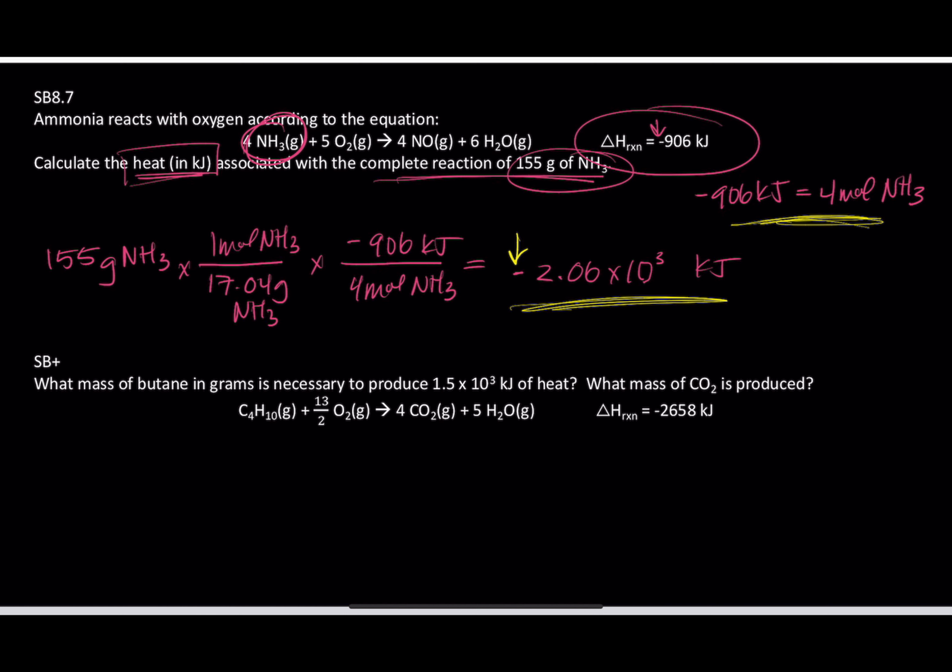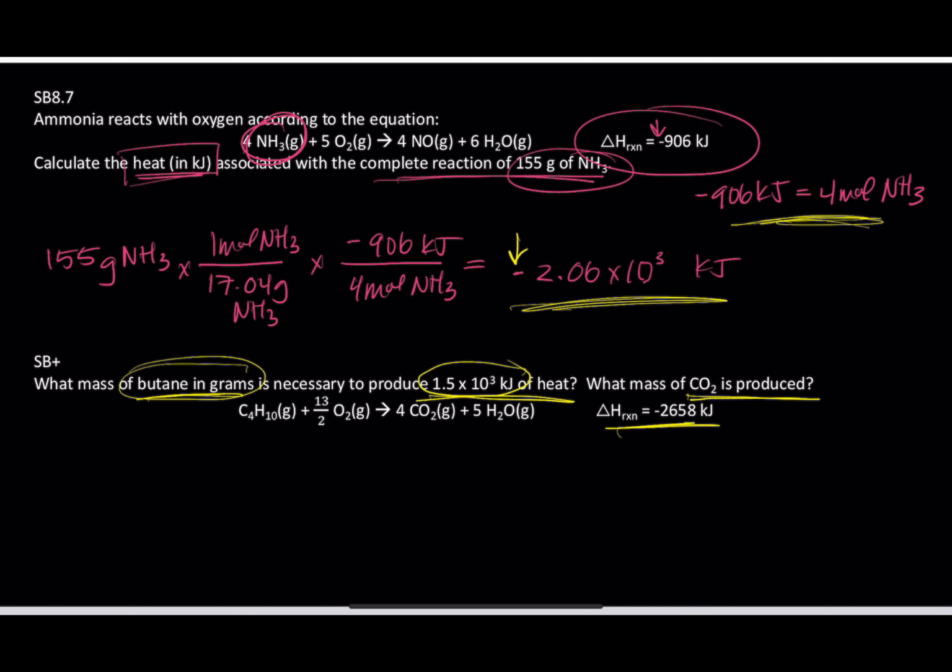All right, next one. What mass of butane in grams is necessary to produce this much heat, and what mass of CO2 is also produced? Okay, so there are two questions here, so let's answer the first one first. Mass of butane in grams, and our given is an amount of heat.